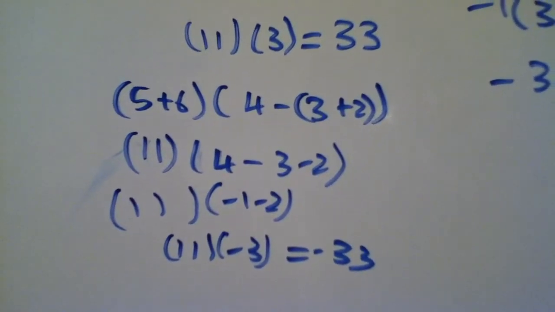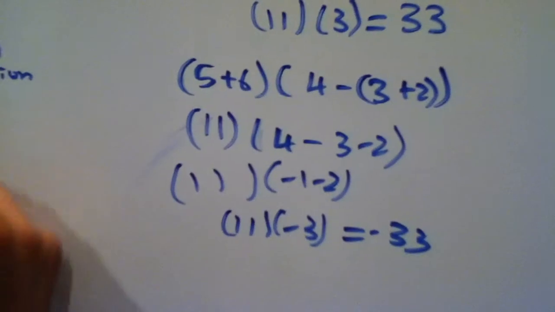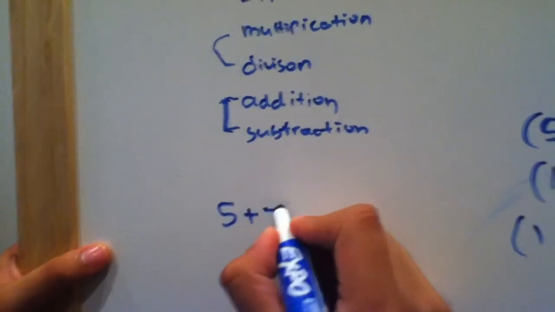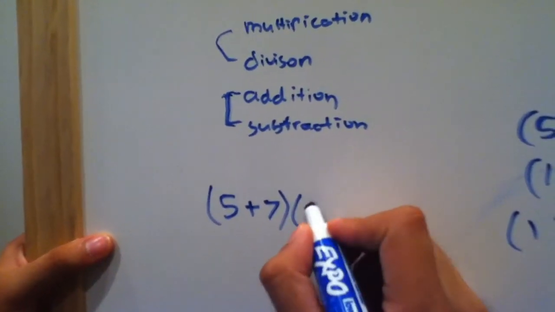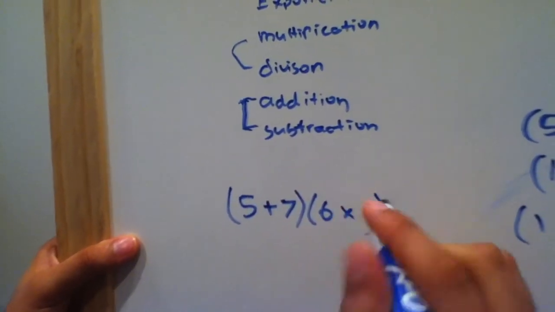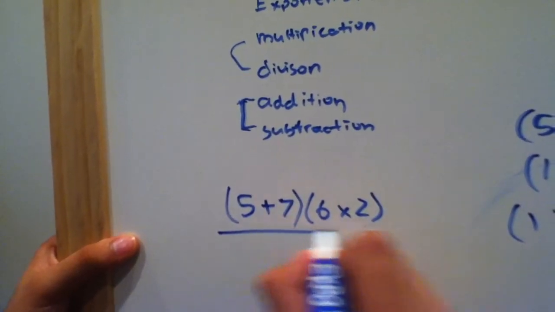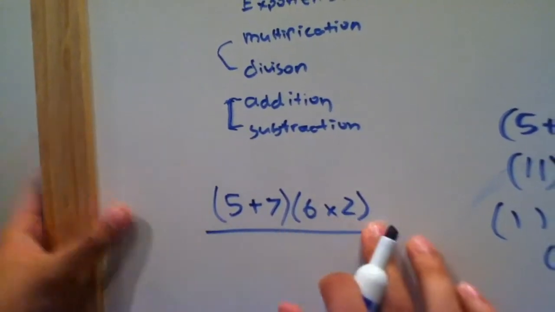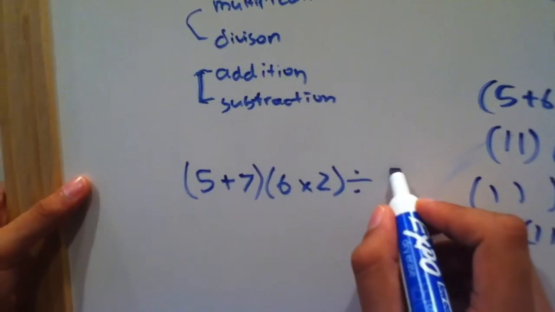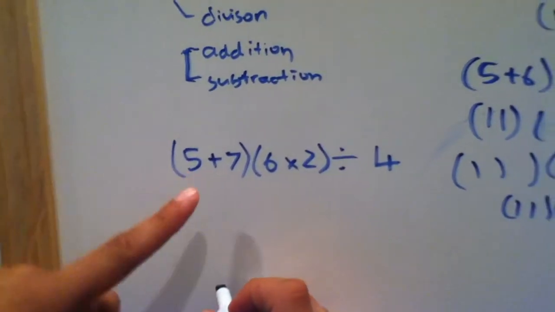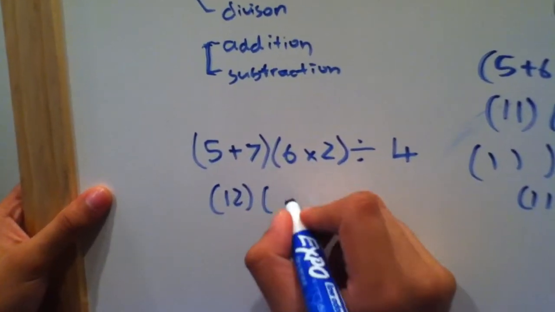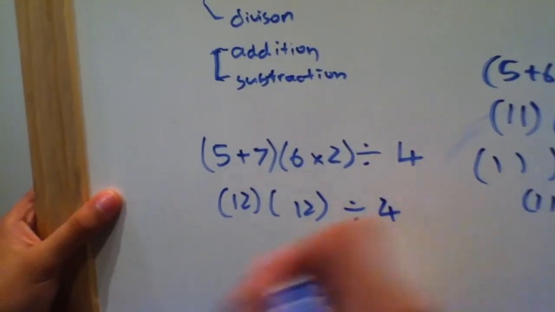So that's that. And then for multiplication and division, let's even do addition in here. 5 plus 7, and then times 6 minus 2, and then divided by 4. So what you'll have to do first is, again, the parentheses, whatever's in parentheses goes first. It's 12 times 12 divided by 4, right?